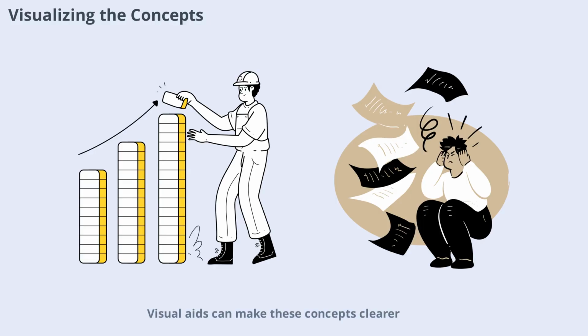Visual aids can make these concepts clearer. Imagine a simple bar chart showing the frequency of numbers in a dataset. The mean might be marked with a line, the median with another, and the mode highlighted as the tallest bar. Seeing these on a graph helps you understand how they relate and why they might differ, especially when the data is skewed or has outliers.